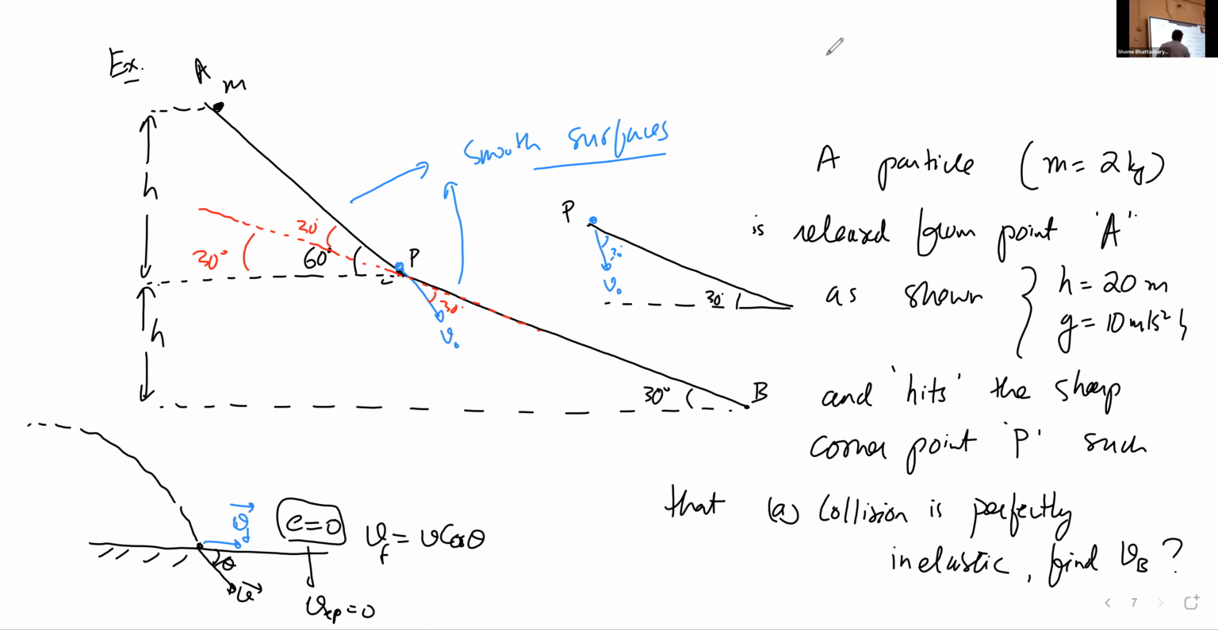If you have one surface which is at alpha and another surface which is at beta, then between these two surfaces, what is this angle? It is beta minus alpha. So that's what's happening here. 60 and 30. So the angle between the two surfaces is 30. Got it? Understood? Okay.